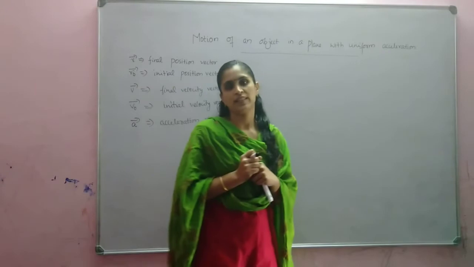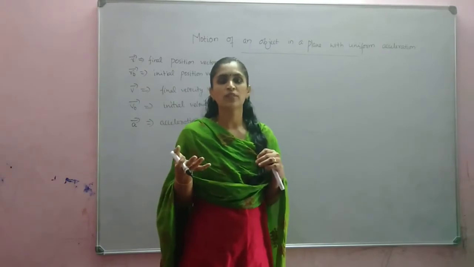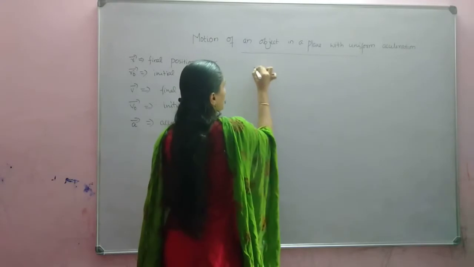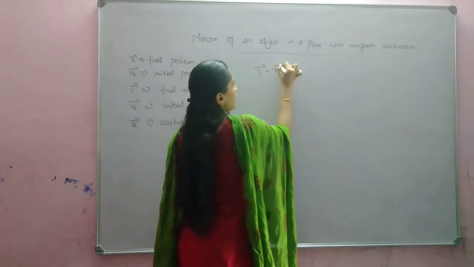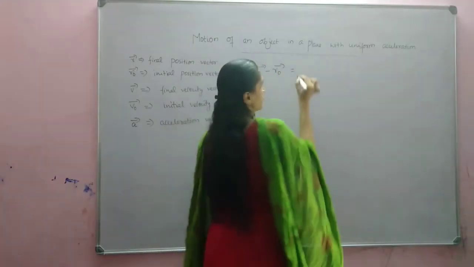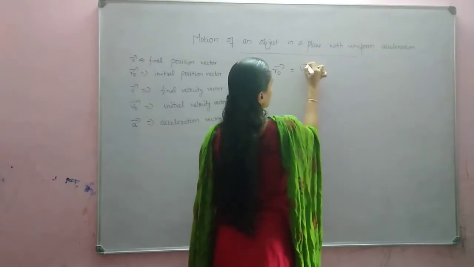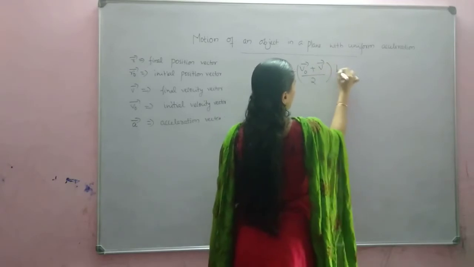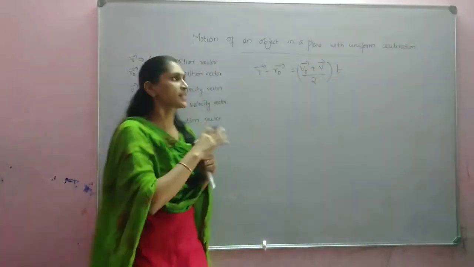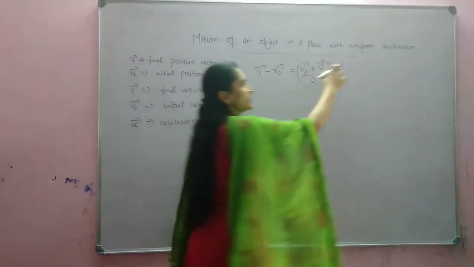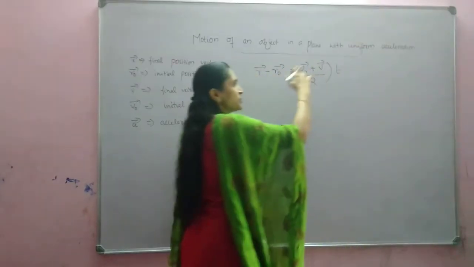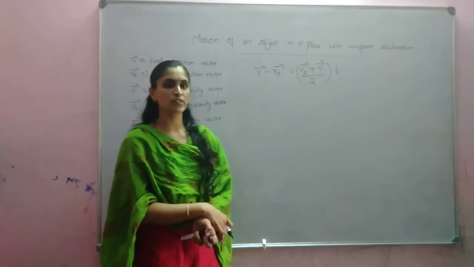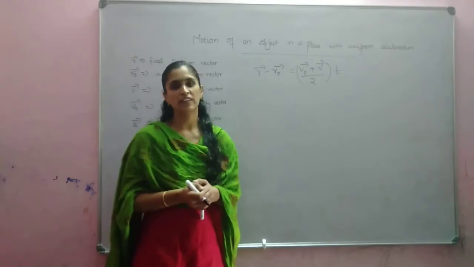So to start the second equation, we obtained from the expression that average velocity into time is equal to displacement. So here also we are writing displacement is equal to average velocity into time, where average velocity we can write as v plus v0 by 2. Since it is uniform acceleration, average velocity is equal to v plus v0 by 2, where v0 is the initial velocity vector and v is the final velocity vector.